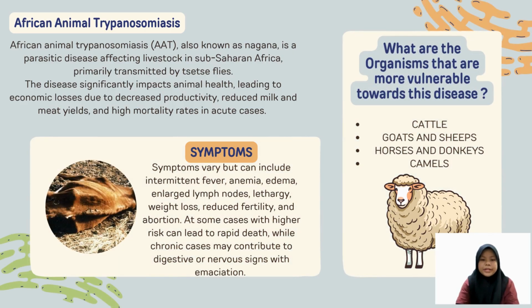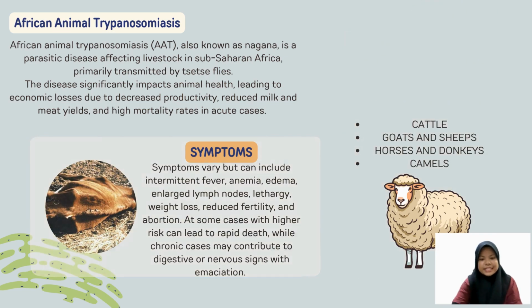Besides that, this parasite may also contribute towards African animal trypanosomiasis, which is also known as nagana. It usually attacks cattle, where it causes the affected organism to have intermittent fever, anemia, edema, enlarged lymph nodes, weight loss, and in some higher-risk cases, it can also lead to death. Other organisms that may be vulnerable to this disease include goats and sheep, camels, and even horses.